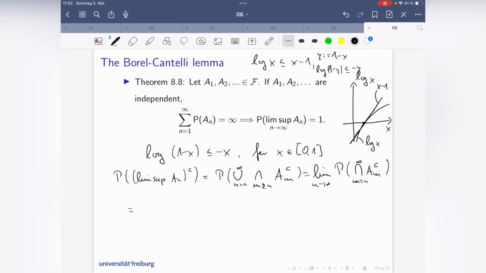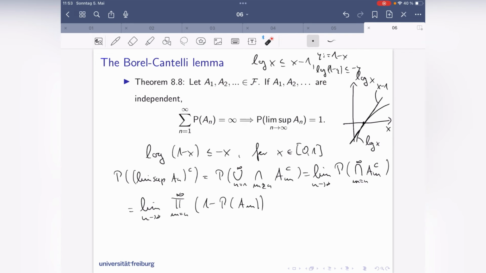Now I can use the independence and I have the probability of an intersection. We only require this for finite index sets, but I can extend this here to an infinite index set by an approximation argument. So, limit n goes to infinity, product m from n to infinity, probability of the complement of A_m, so 1 minus probability of A_m. And now we have it. Log of this here is smaller or equal to this.